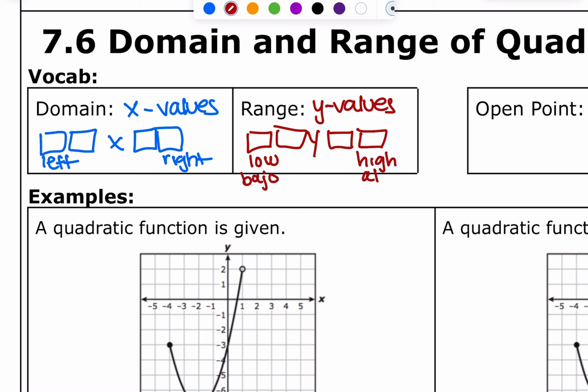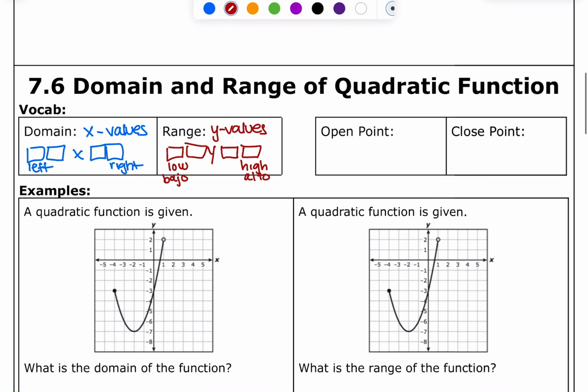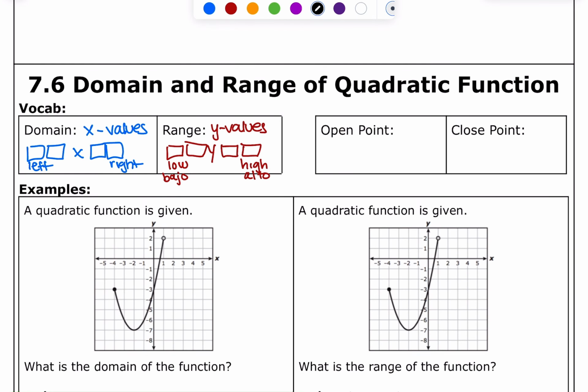Bajo, alto. Alright. Now, when we have an open point, it looks something like this right here. It's going to be this symbol. When we have a closed point, something like that, it's going to be a symbol with the line underneath.